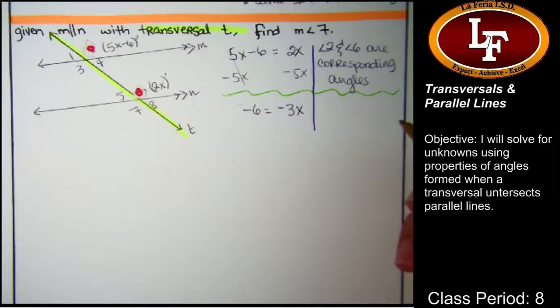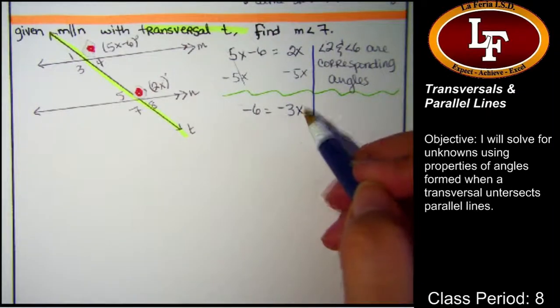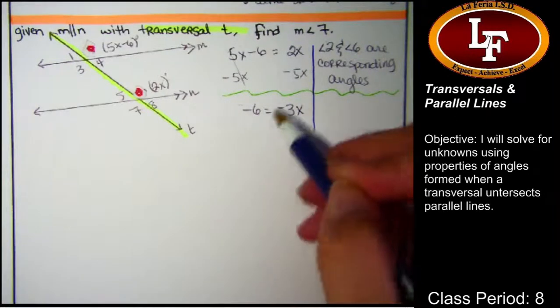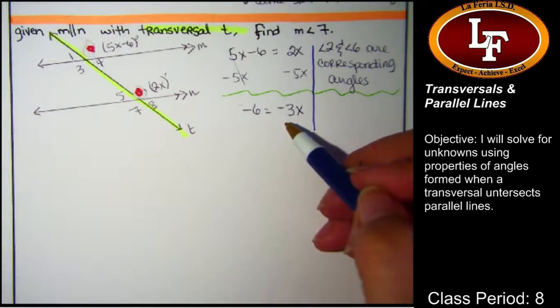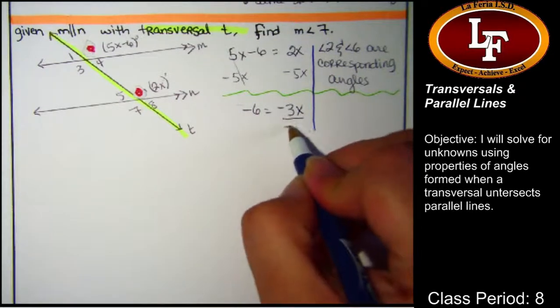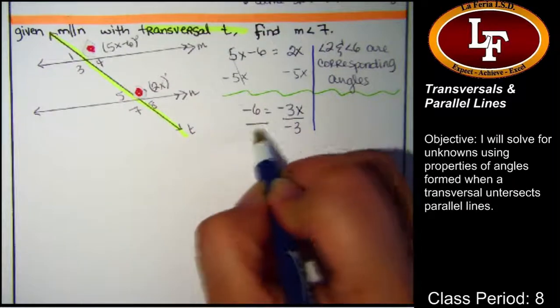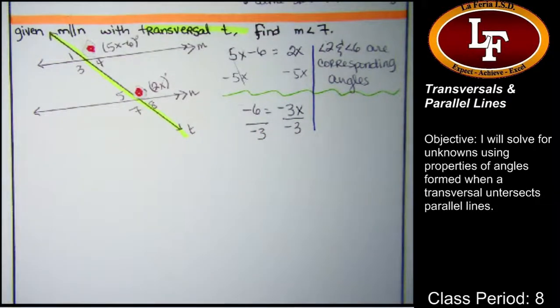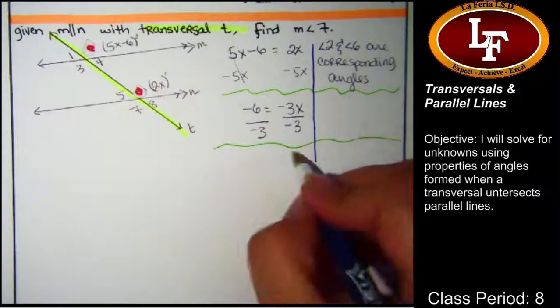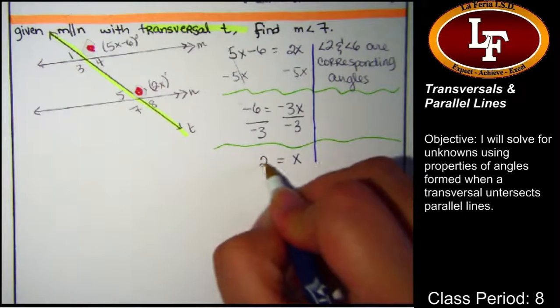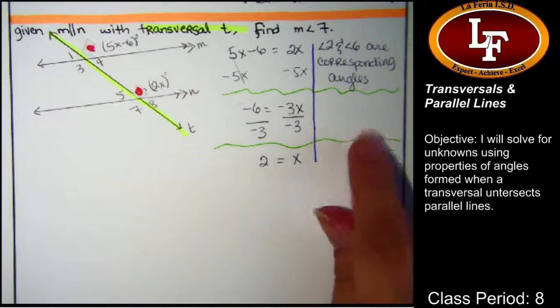Divide. Why are you dividing? We're trying to get the x by itself, and what's the operation between x and the negative 3? Multiplication, and to undo multiplication you use division, so that's why you're dividing. There we go. I need to make my reason bar a little bit longer. And x equals 2.